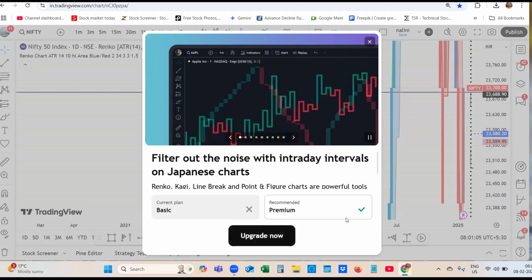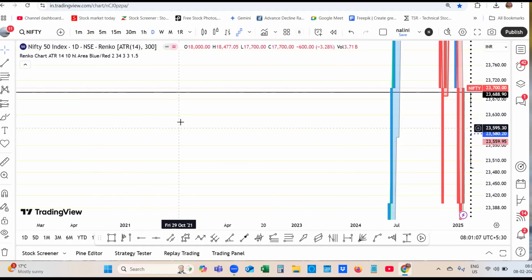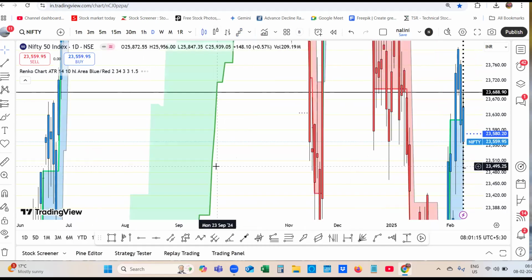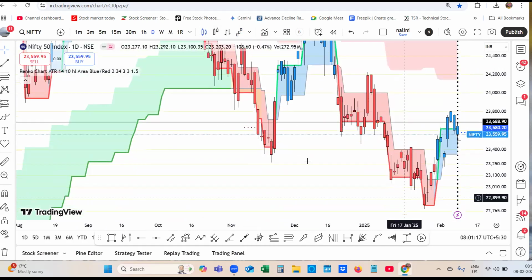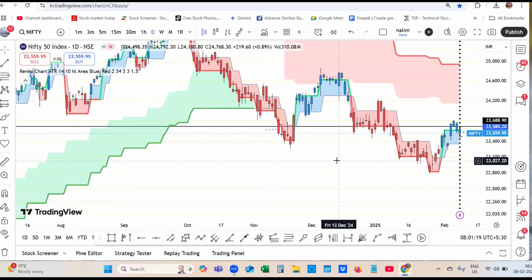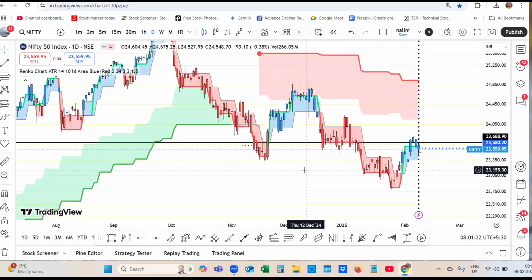You have to take a premium, which is not affordable for ordinary people, small traders. It is not even for the professional traders. It is very expensive because it is charged in dollar terms. The premium membership becomes expensive for the traders to take. That's why I have found this tool, Renko chart. It is very, very useful.